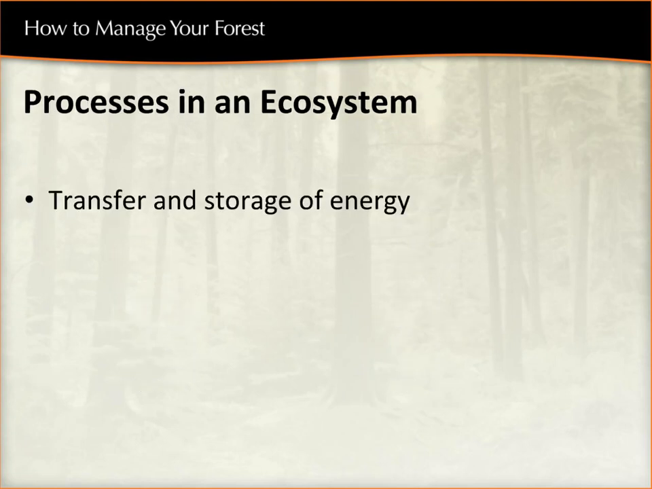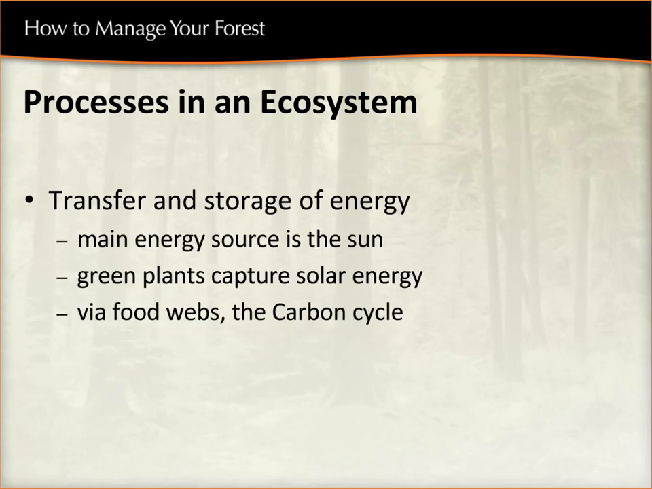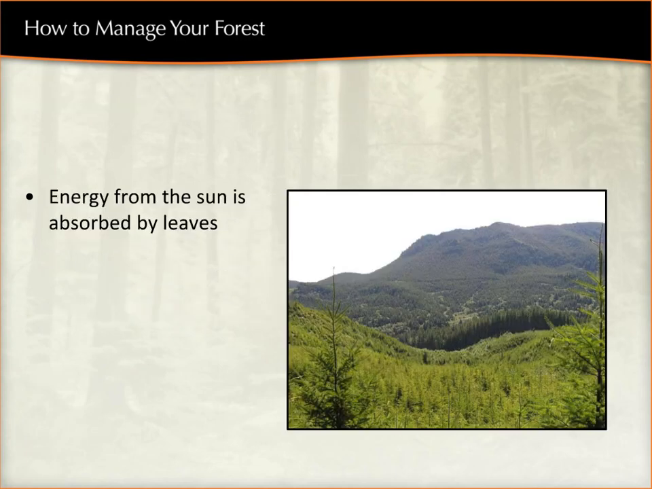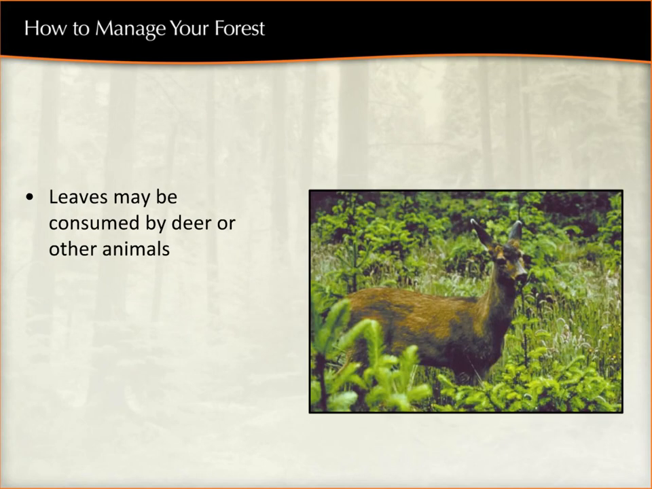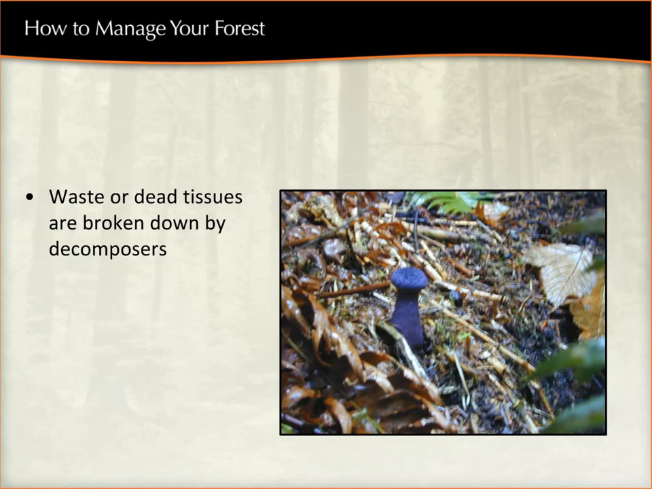An ecosystem functions through specific processes. One major process involves the transfer of energy through the ecosystem and the storage of energy in components of the ecosystem. For example, energy from the sun is absorbed by leaves. Leaves may be consumed by deer or other animals, and then waste or dead tissues are broken down by decomposers.